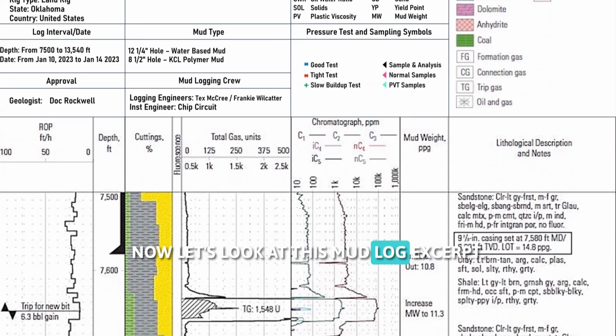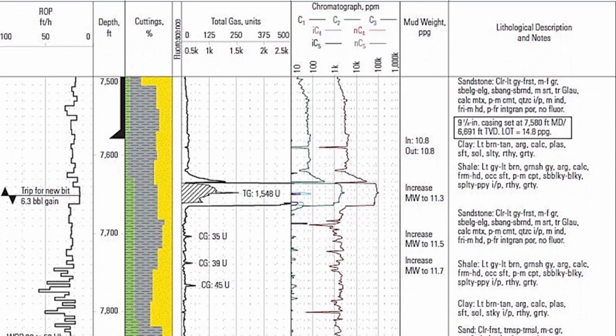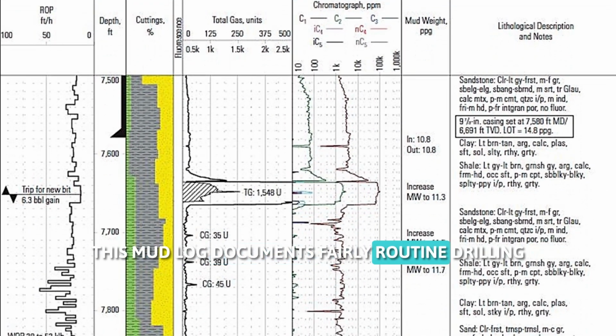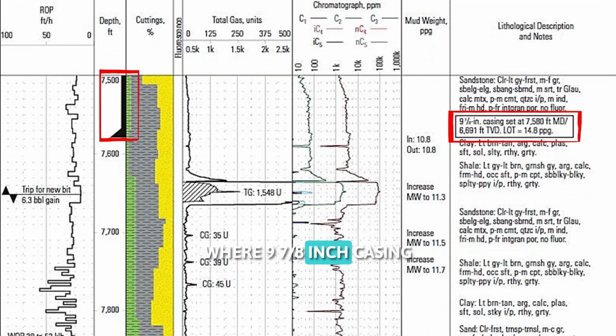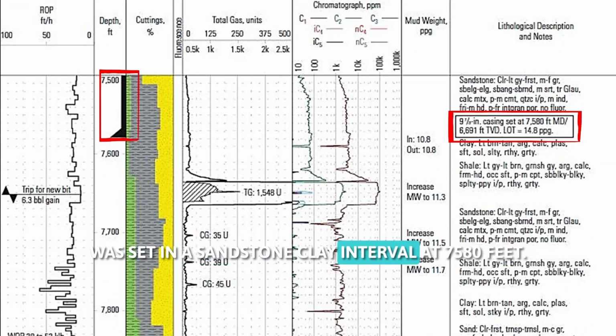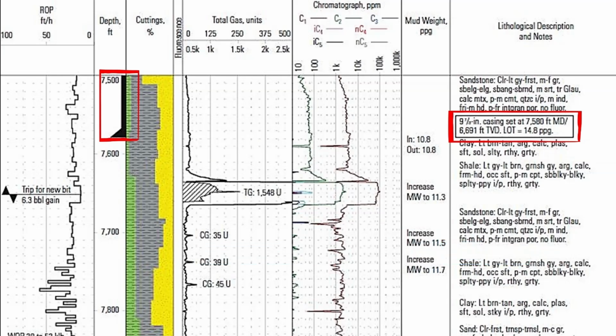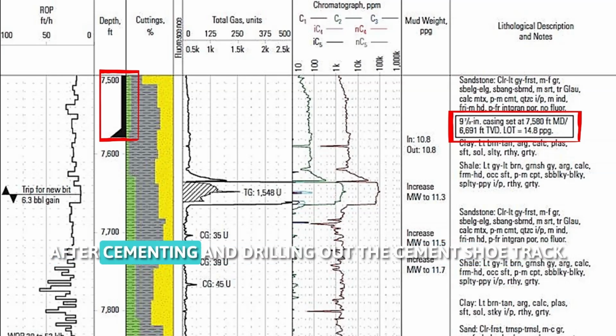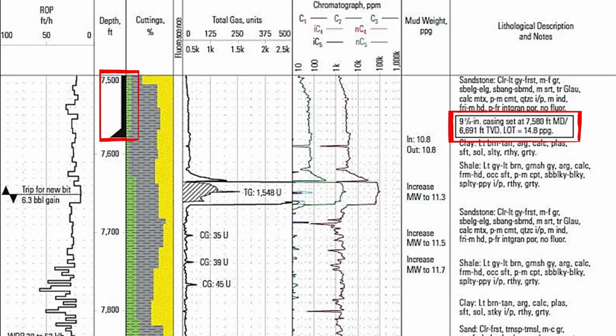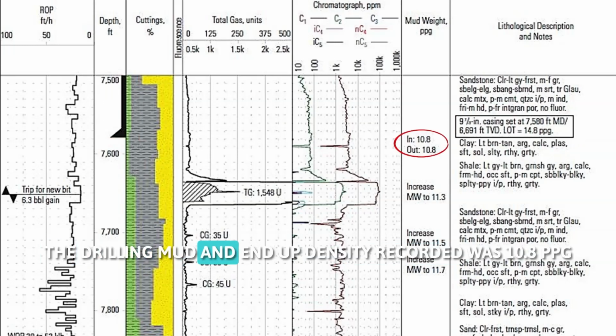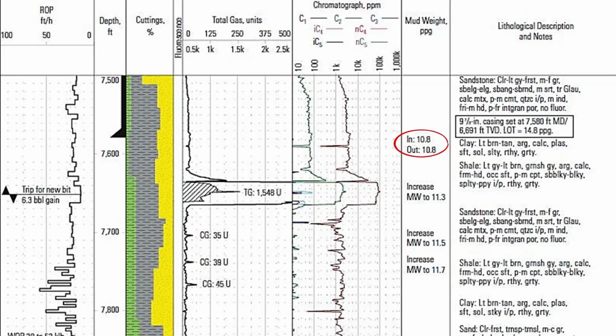Now let's look at this mudlog excerpt. This mudlog documents fairly routine drilling, where a 9 7/8 inch casing was set in a sandstone clay interval at 7,580 feet. After cementing and drilling out the cement shoe track, the drilling mud was conditioned. The drilling mud in and out density recorded was 10.8 ppg. Afterwards, a leak-off test (LOT) was conducted and an equivalent mud weight of 14.8 ppg was achieved.